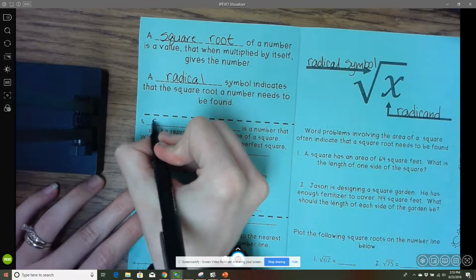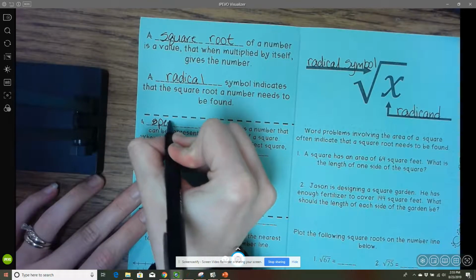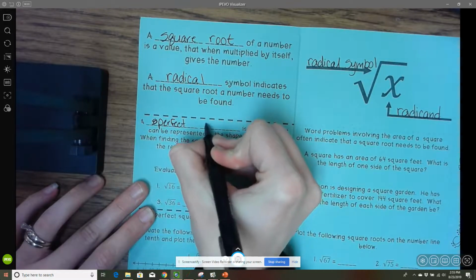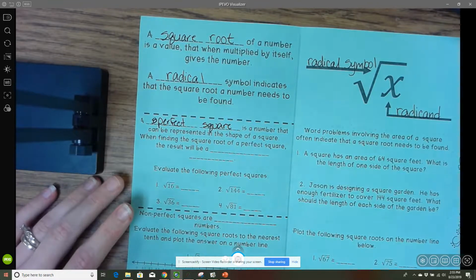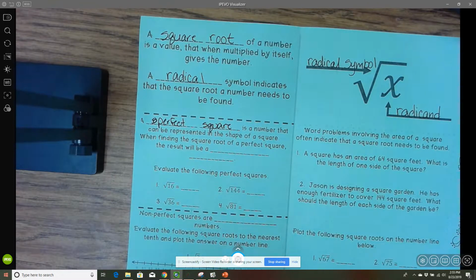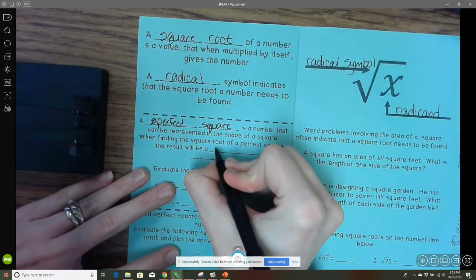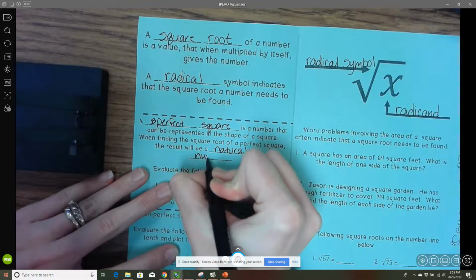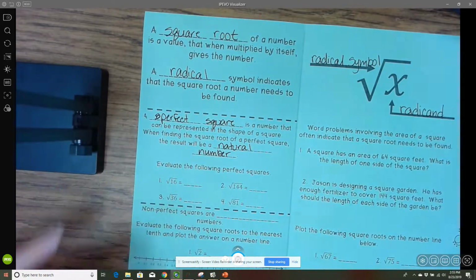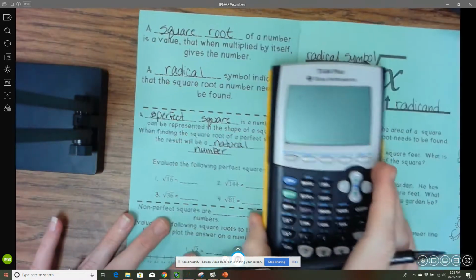A perfect square is a number that can be represented in the shape of a square. When finding the square root of a perfect square, the result will be a natural number. The first part here says to evaluate the following perfect squares.